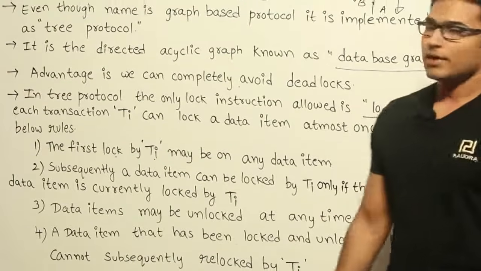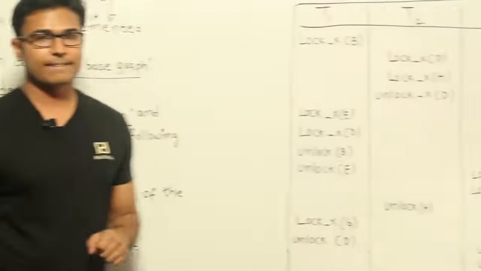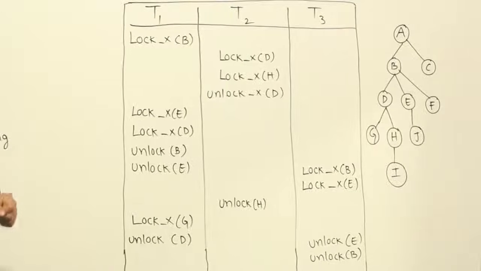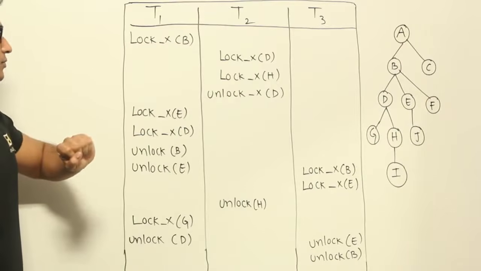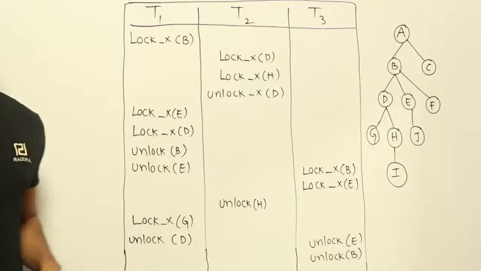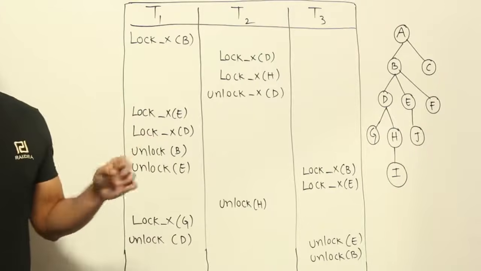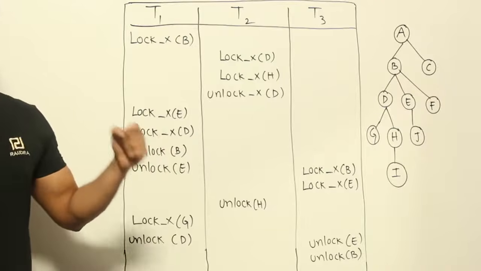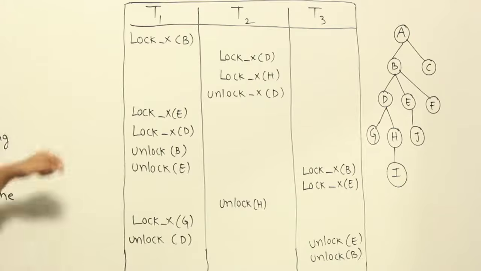Okay. Now let's see the example here. Find out whether this particular schedule is following whatever rules we discussed. Now what is the rule? You can start off with any node, but once you start with that node, you are not supposed to ask for a parent of that. Okay, now let's see this.